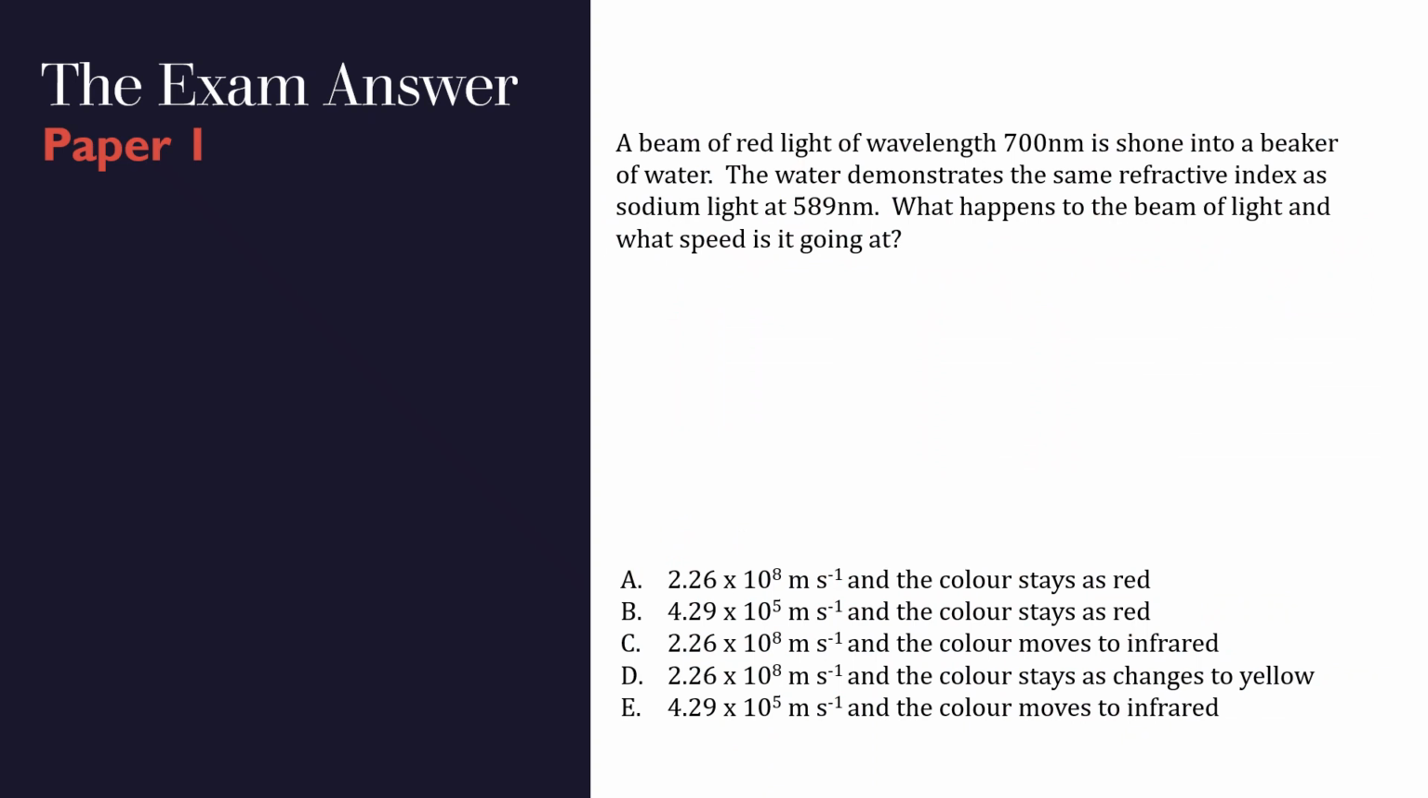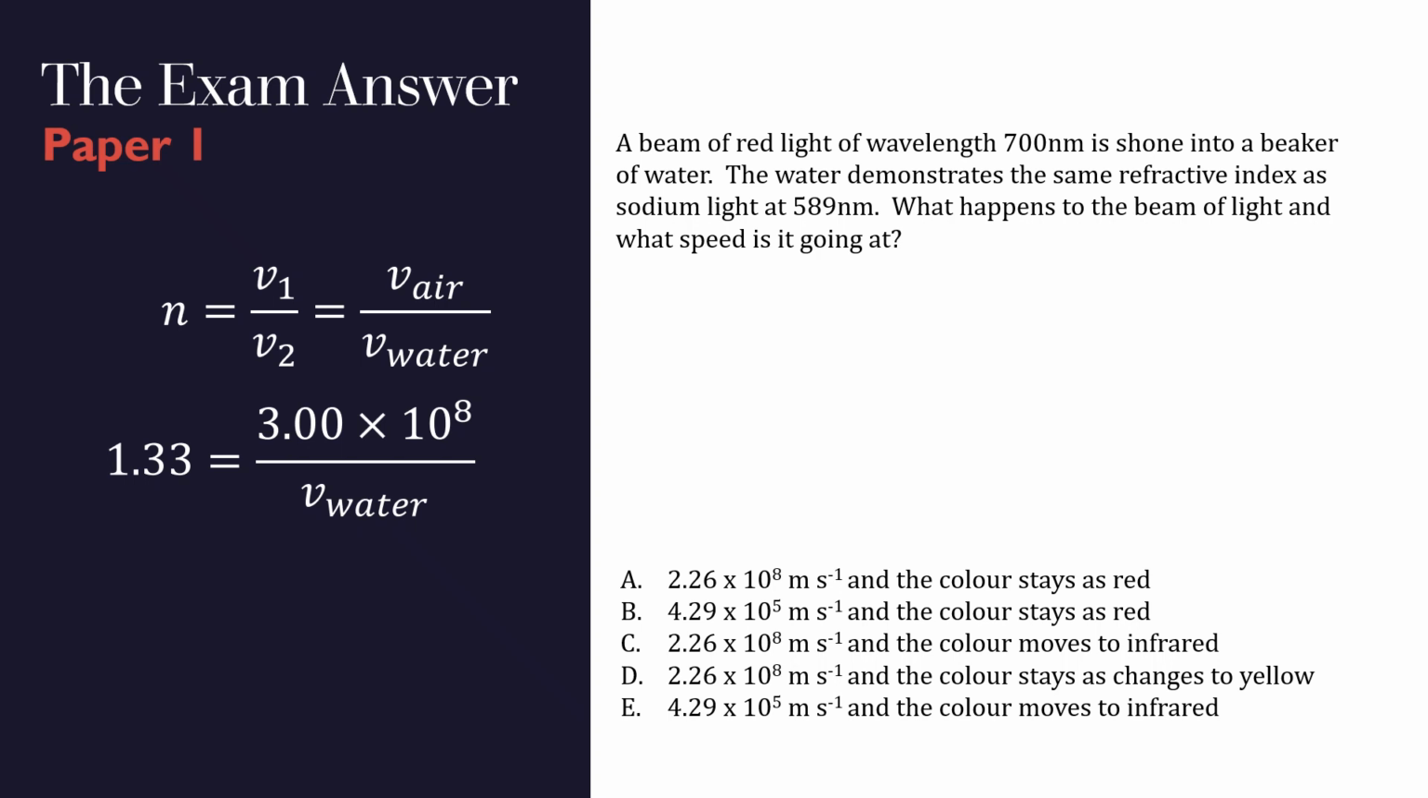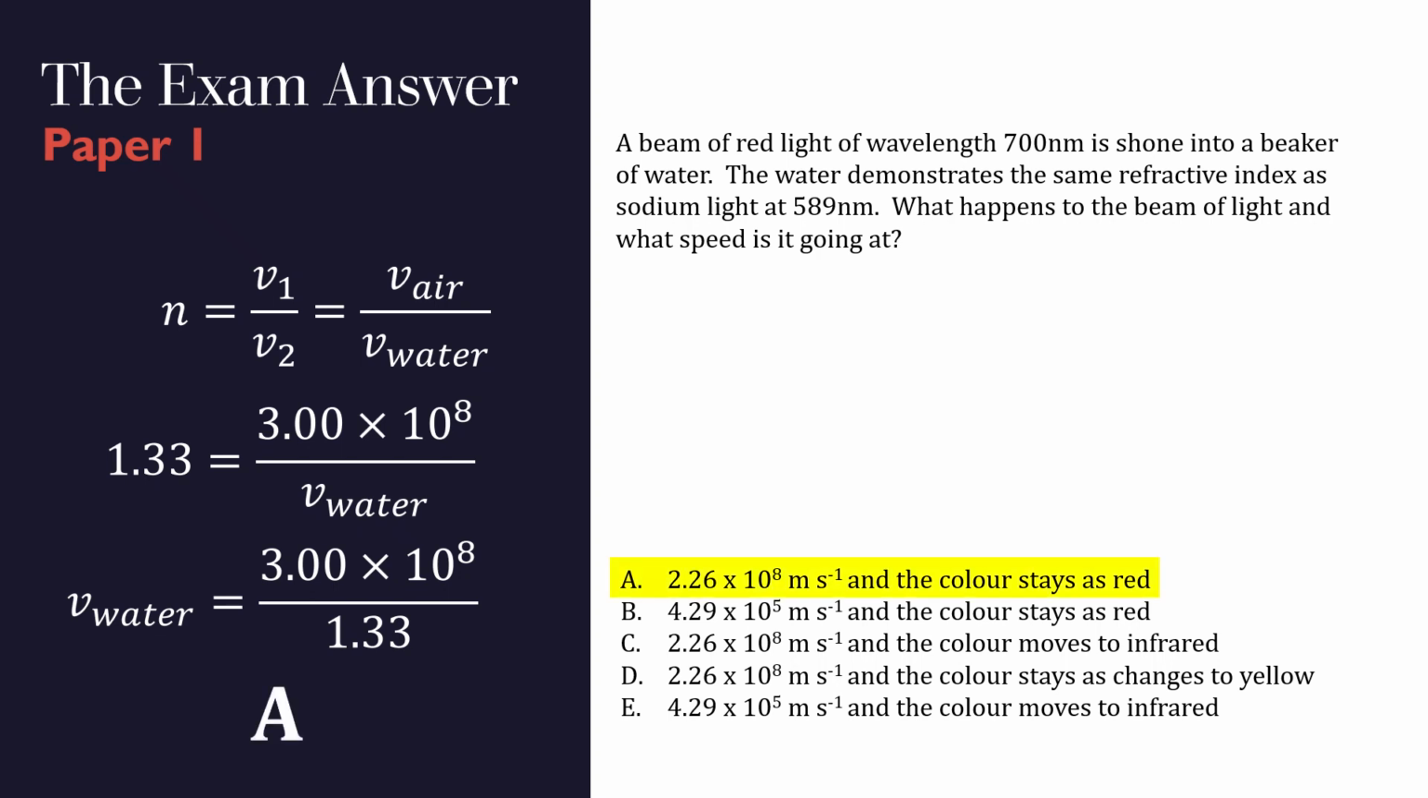So let's take a look. We know the formula we need to use, n equals v1 over v2. That's the speed of light in the thing to begin with, and then v2, the speed of light in the substance it's gone into. So we can pop those in. 1.33 equals 3 times 10 to the power of 8 over the speed in water. Then we just have to do a rearrangement. And if we rearrange that and calculate the answer and match it up with the fact that the colour stays the same, then we find that A is the answer, and well done if you got that.